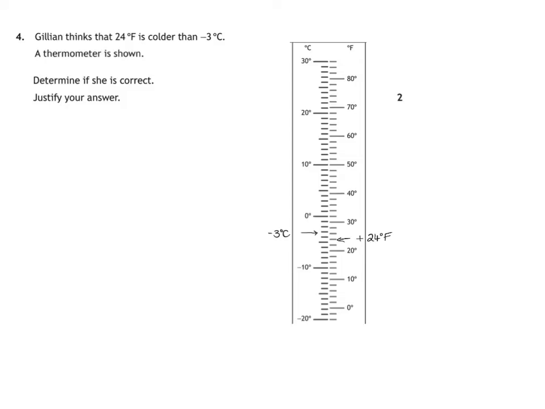So we can write a kind of sentence. So it's determine if she's correct and justify your answer. So yes, she is correct, as 24 degrees Fahrenheit is below minus 3 degrees Celsius on the thermometer.